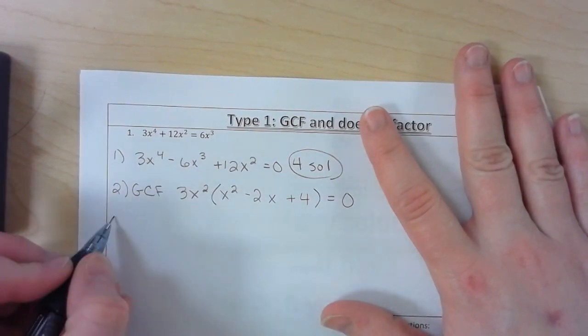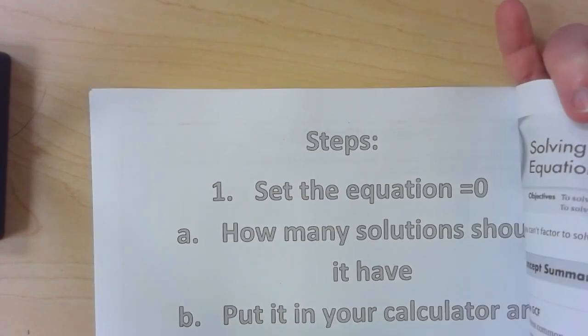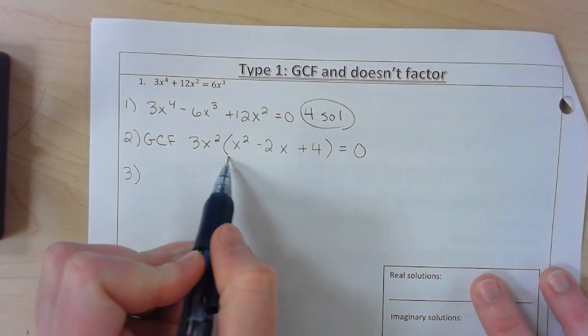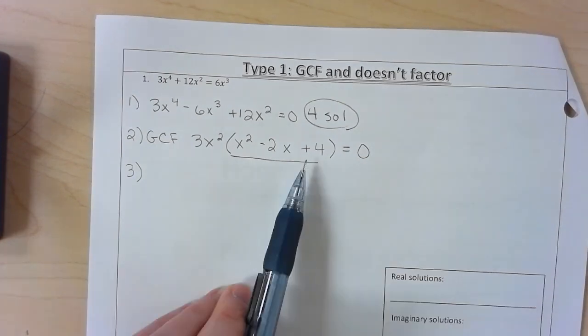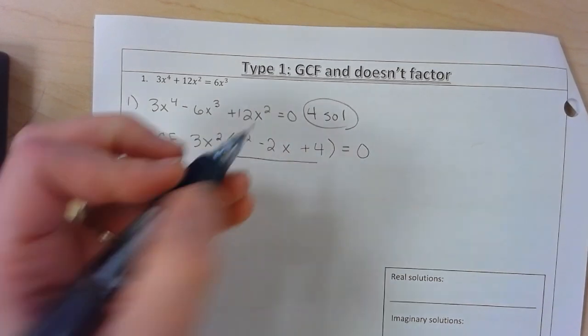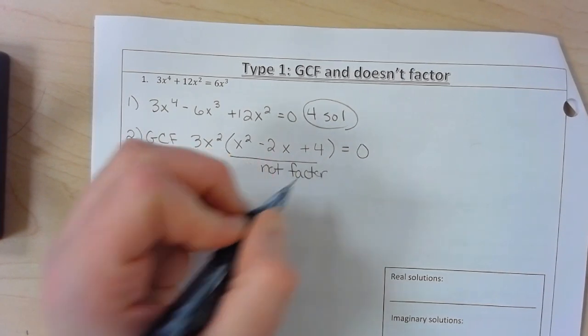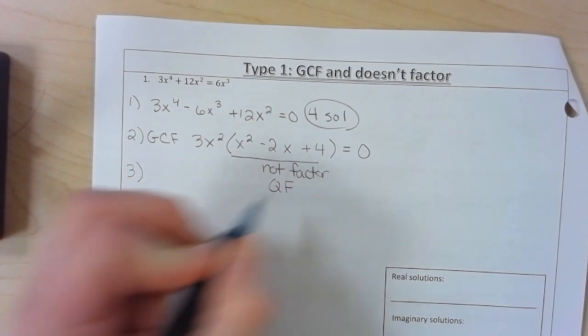This outside item, this is step 3 if you look at the back of the notes. Step 3 says decide if you can factor it or if you need to use the quadratic formula. So we're going to look at this item right here. There is nothing that multiplies to positive 4 and adds to negative 2. So this does not factor. If you're not sure, you can just do the quadratic formula anyway. But because it does not factor, we will need to use the quadratic formula.